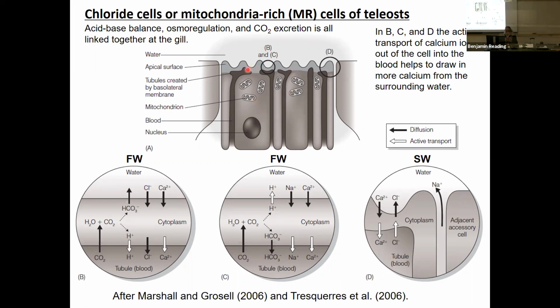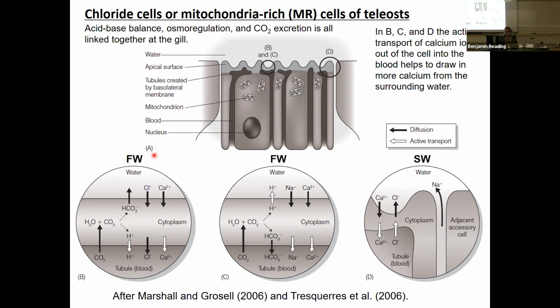Mitochondrial rich cells have very highly infolded basolateral membranes. They provide a lot of surface area. And this creates a tubule system at the gill. So this is the water side of the fish, the external environment. This is the inside of the fish side. And this cell sort of sits in between at the gill. So this is on the gill filaments and the lamellae of the gill, or the lamellar folds.